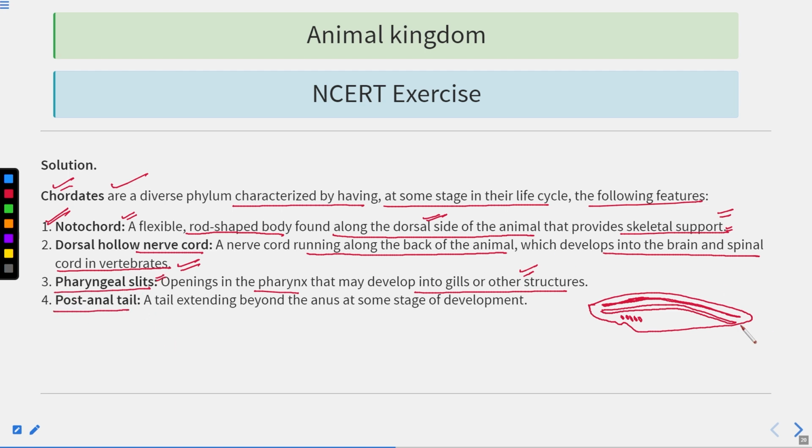Post-anal tail. So this is the tail region. Now a tail is extending. So suppose this is the anal region. Now after that, the tail will develop, and it goes on to extend. So a tail extends beyond the anus at some stage of development. So these are some of the features of the chordates.